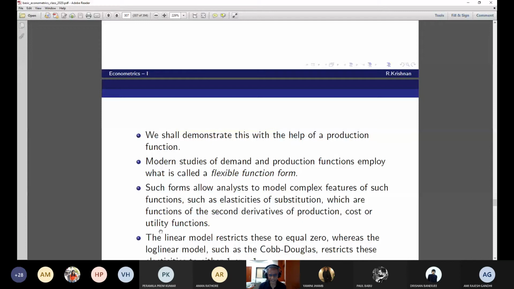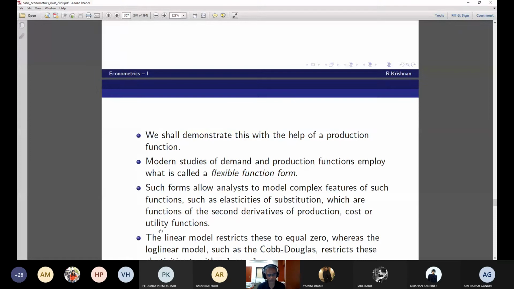There's a lot of complications involved. These flexible functional forms are nothing but second order, any arbitrary function which is second order differentiable. That's it. That is called a flexible functional form. If you want to know more about it, I can tell you. It's really complicated stuff, but it's a very interesting area of research. So modern studies of demand and production function. I have used a demand function for my paper. It is called flexible functional form demand system analysis, to answer a particular question in monetary economics.